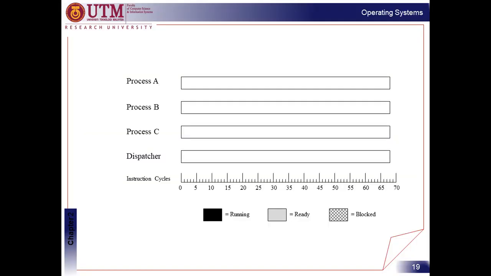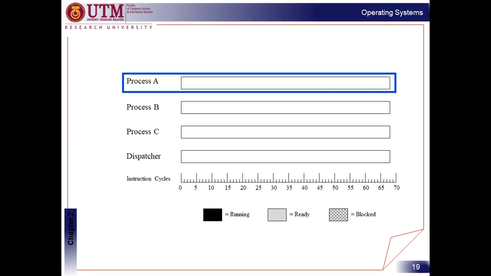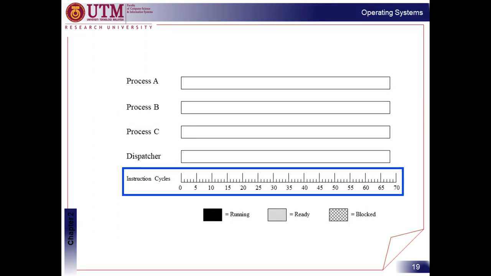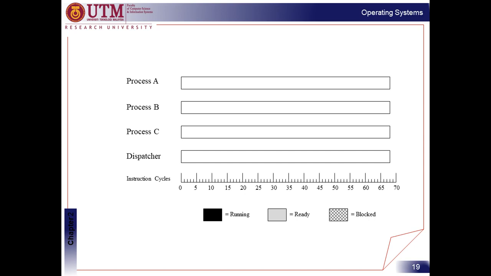Utilizing the instructions and information from the dispatch exercise in the previous slide, we must now complete this Gantt chart. Employ this Gantt chart to visualize the status of processes A, B, C, and the dispatcher within 70 instruction cycles, indicating whether each process is in a running, ready, or blocked state. To proceed, please pause this video and attempt to complete the Gantt chart using the information provided in the previous slide.